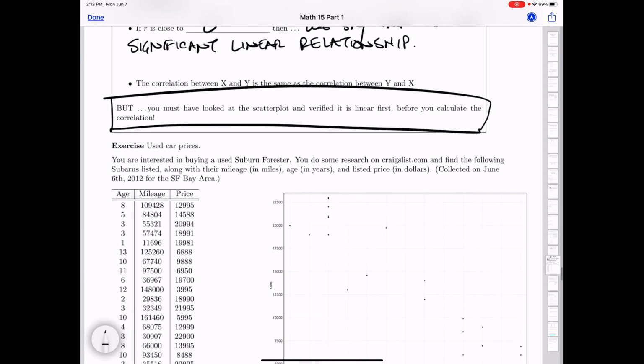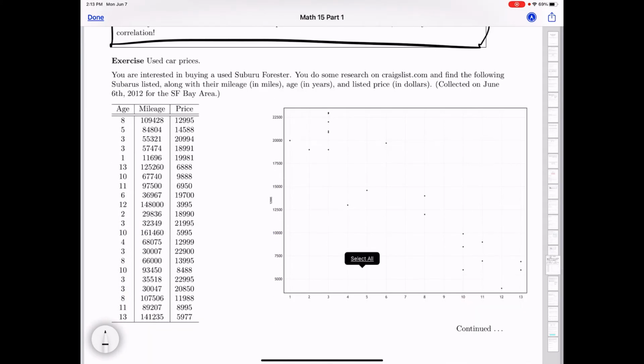All right, so here's another exercise. We're looking at used car prices. It says you're interested in buying a used Subaru Forester. You do some research on Craigslist and find the following Subarus listed, along with their miles and age in years, and their listed price. This data was collected in 2012 in the San Francisco Bay Area. As you see to the right, we have the scatter plot of the data. We have years on the horizontal axis. The vertical axis is price in dollars.